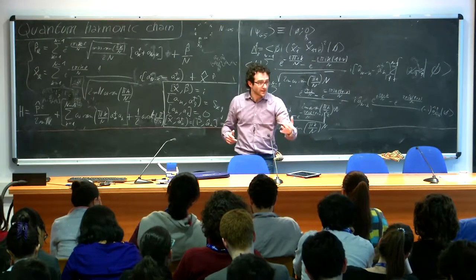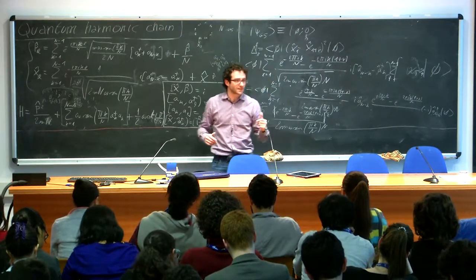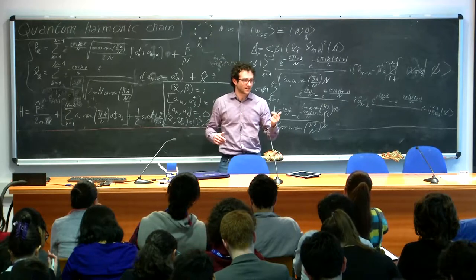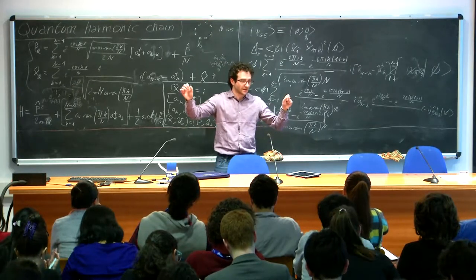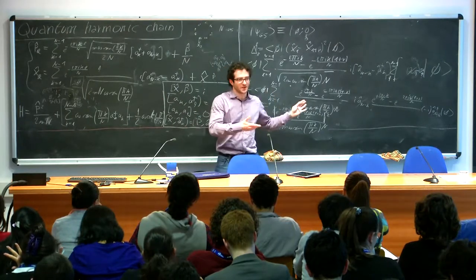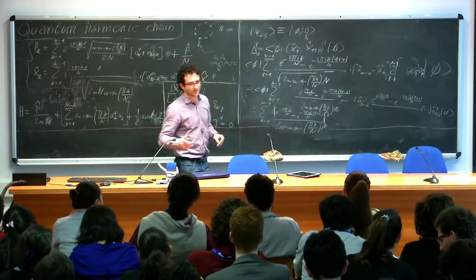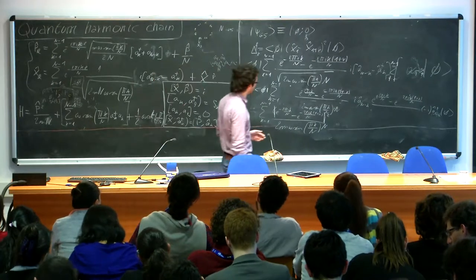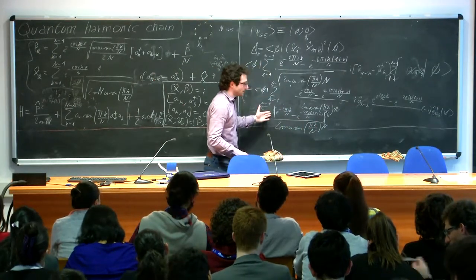I can tell you that in 3D, or maybe also in 2D, you have this kind of correlation. So you find something finite, there is some order. In 1D, we are going to see that this doesn't happen. So this is the result.